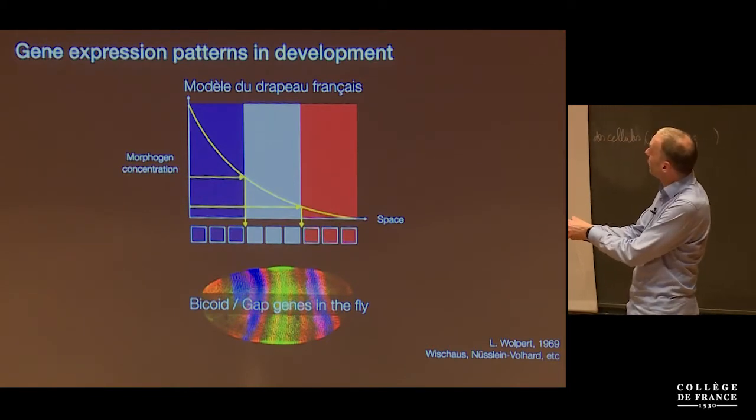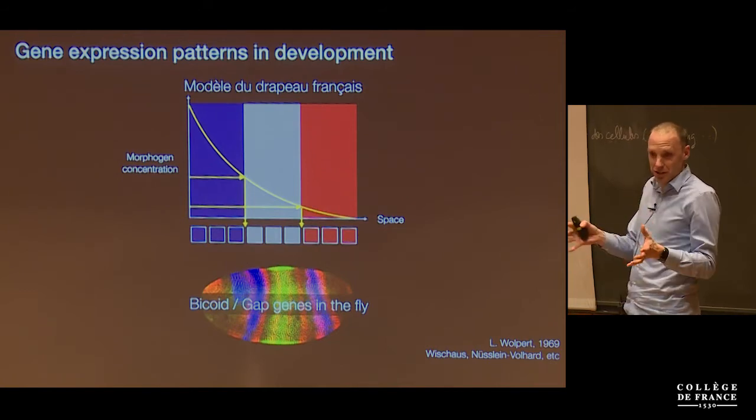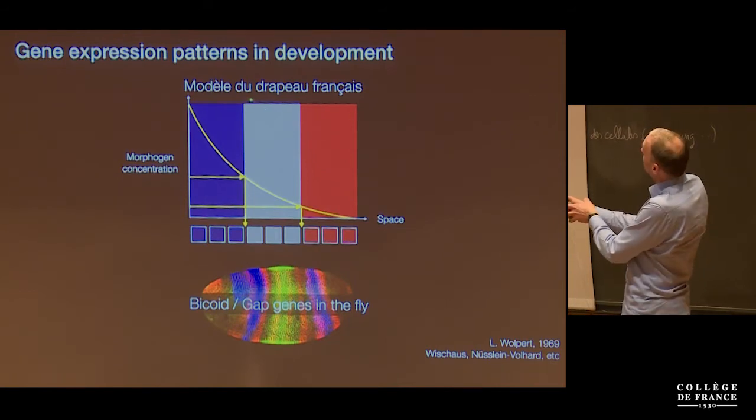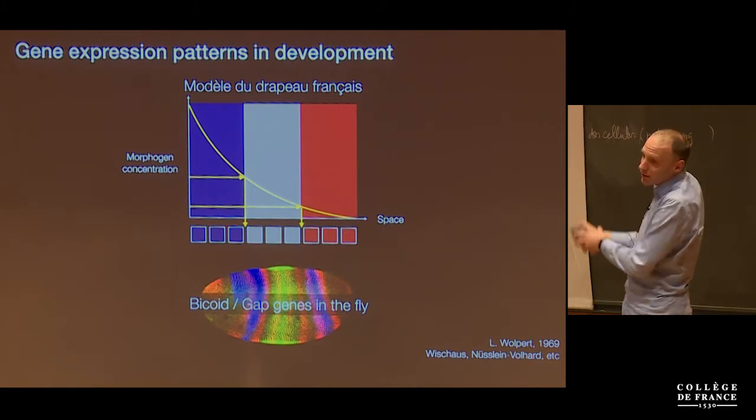For example, in the fruit fly, there is a famous patterning system that structures the organism. And the model is actually called the French flag model. So here's my second sentence in French.